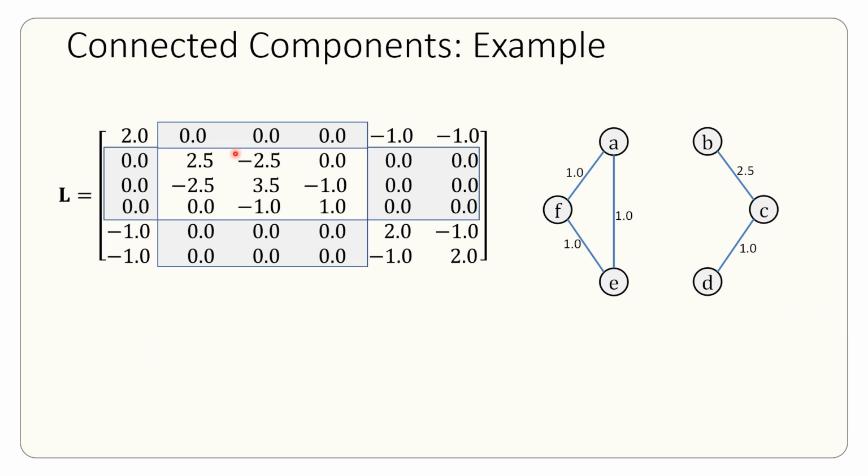The remaining elements of the Laplacian are filled with all zeros, and that's because there is no edge connecting a vertex from one connected component to the other connected component. So we have all these shaded blocks, which are zero blocks.